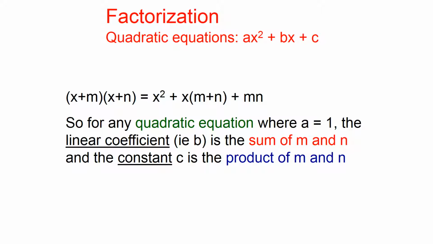So for any quadratic equation that we have at the top there, the term b is going to be this number and this number added together, and c is going to be this number and this number times together. With that rule, we can start to think about how we would solve these equations.